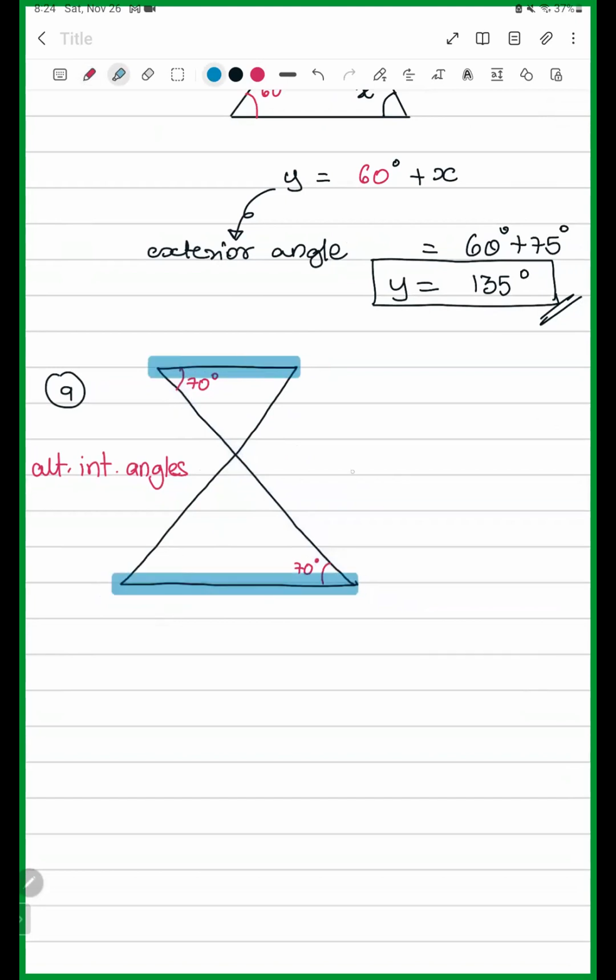Instead, what they are telling you is that this angle is equal to this angle. So you must be smart enough to say that, oh, if these two angles are equal, that means this line is parallel to this line. Yes? Okay. So it's parallel.